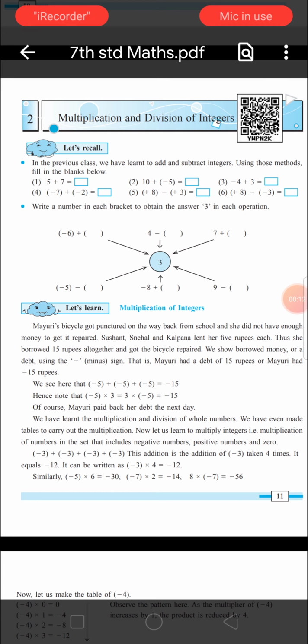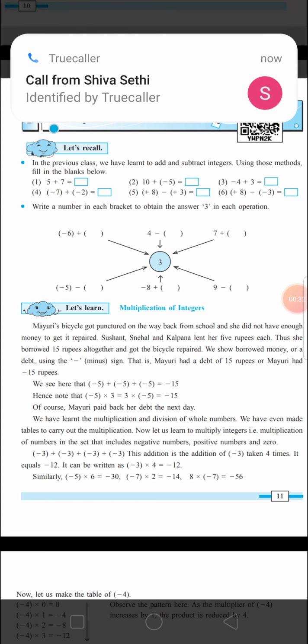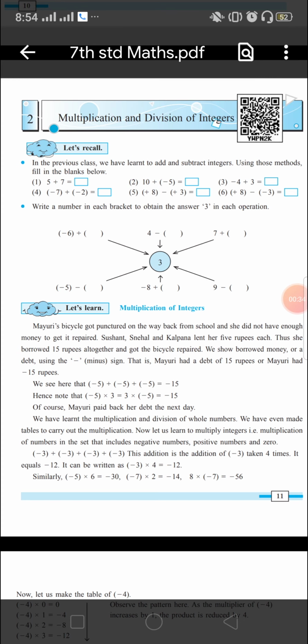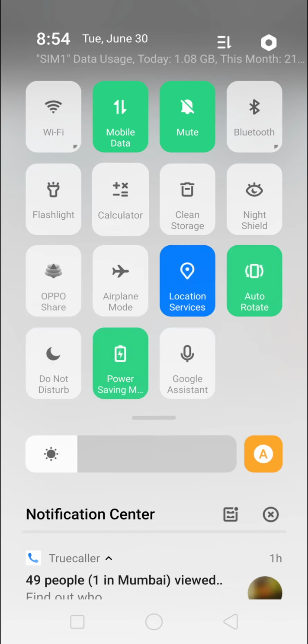Standard 7th, subject Maths, lesson number 2, and the topic is multiplication and division of integers. Children, in the last video we just practiced addition and subtraction of integers. Got it, children?